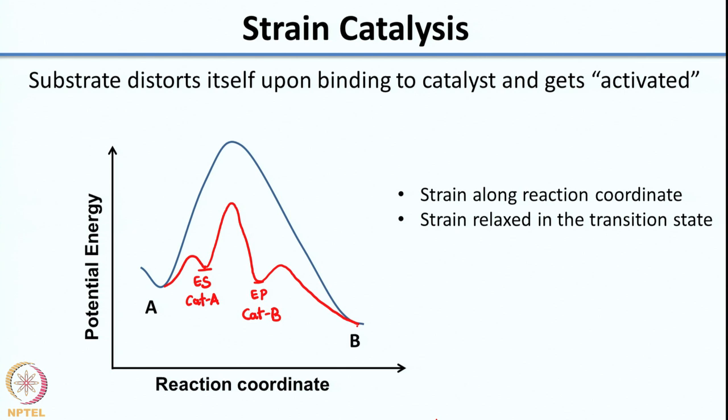Again, back to our old analogy, we think about climbing a mountain. Here the substrate is going closer to the mountain by binding to this catalyst, and the transition state is lowered in energy because this strain is released in the transition state. All right, so let us now look at an example of this.